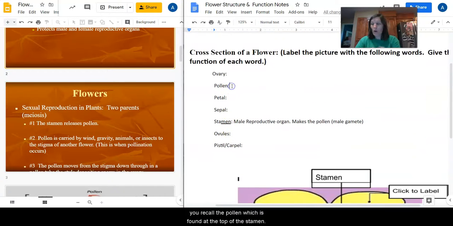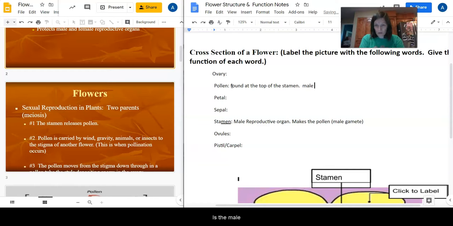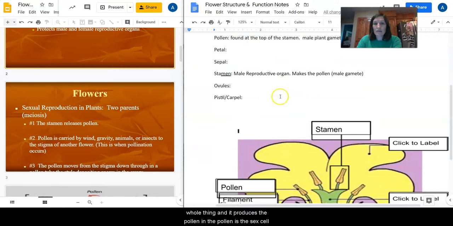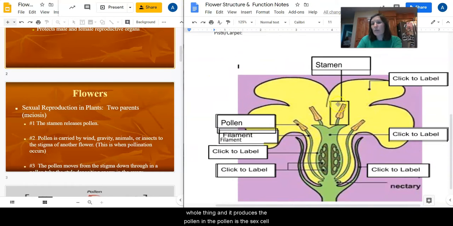And if you recall, the pollen, which is found at the top of the stamen, is the male plant gamete. It's the male sex cell. That's what pollen is. So the stamen is this whole thing, and it produces the pollen, and the pollen is the sex cell. So it's like little plant sperm. All on top of these right here are little plant sperm.